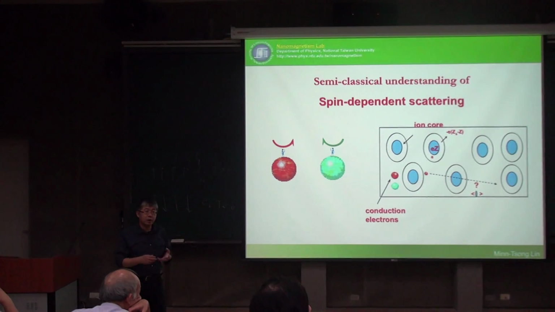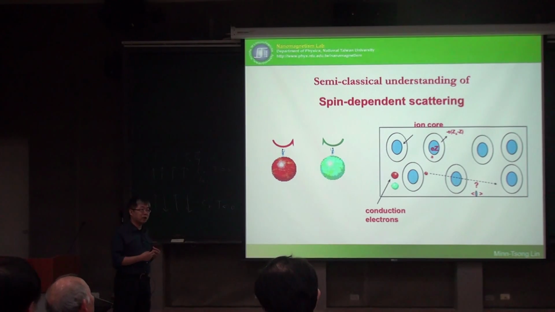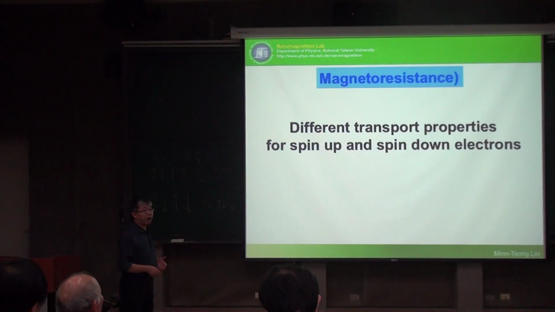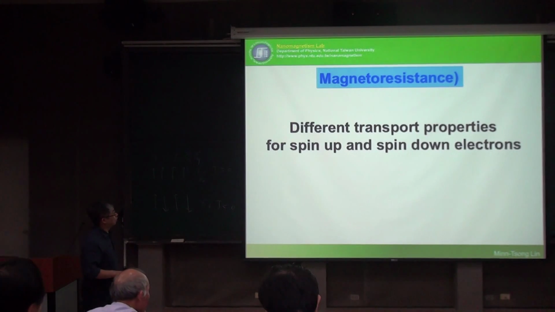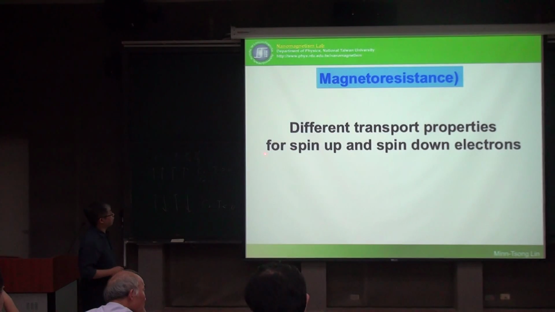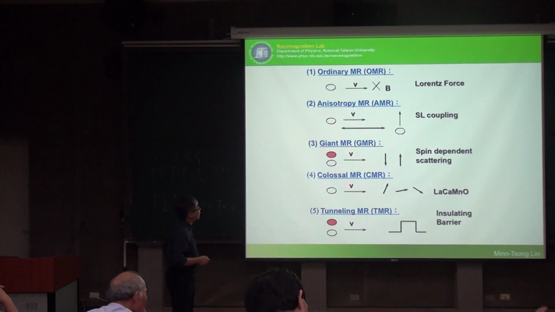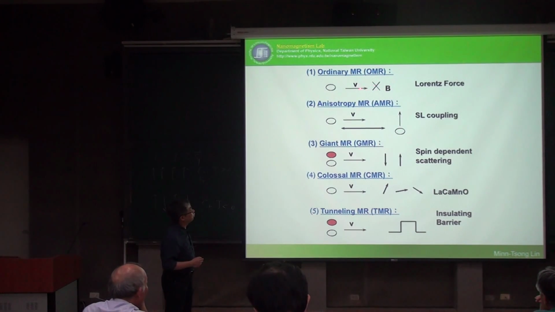However, if you can design a certain material at the nanoscale, you can still keep the spin memory. And this spin memory can give you different transport properties. The simplest way is so-called spin scattering, where you find different transport properties for spin up and spin down electrons. There are different kinds of spin-dependent transport. The first one has nothing to do with spin-orbit coupling. Simply, we have a Lorentz force if you apply a very strong magnetic field.